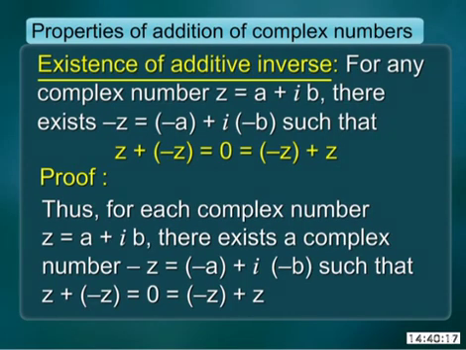Thus, for each complex number z equal to a plus iota b, there exists a complex number minus z, which is equal to minus a plus iota into minus b, such that z plus minus z is equal to 0, which is equal to minus z plus z. Thus, the complex number minus z is called the additive inverse of z.